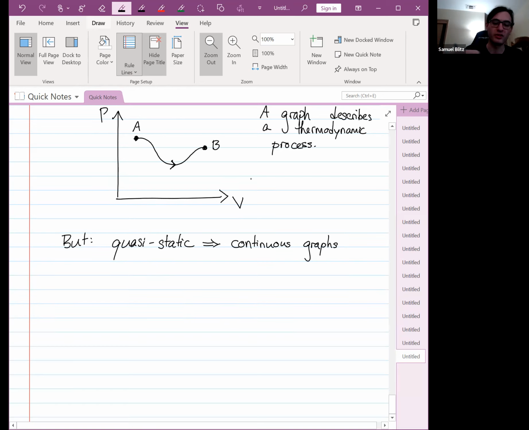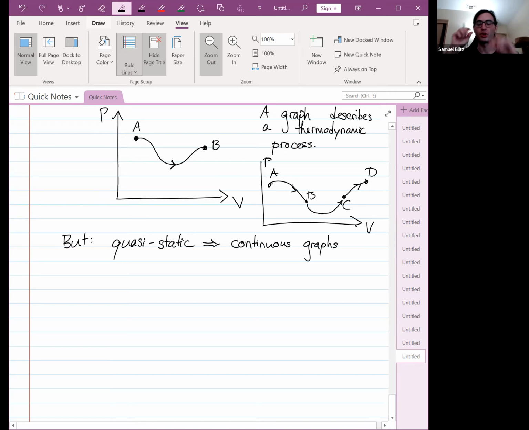So if your process jumped, like if you went from A to B, then B to C, then C to D or something, this is just a random example. This part of the process would be quasi-static because you're going from equilibrium point to equilibrium point. But when you jump from B to C, it's not a nearby equilibrium point. It occurs very quickly because you're changing the variables suddenly rather than changing them incrementally. So that would be a non-quasi-static process. And indeed, it's not continuous.